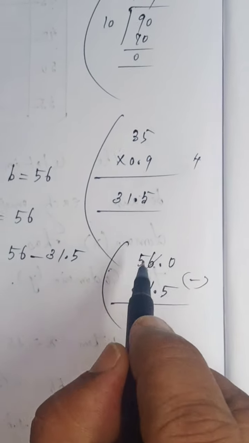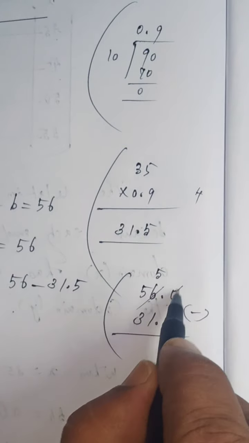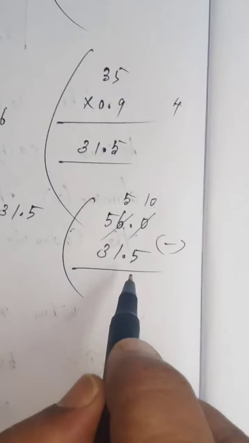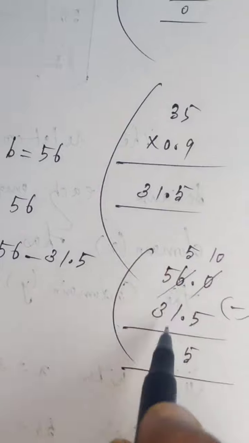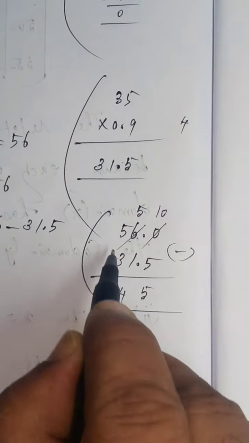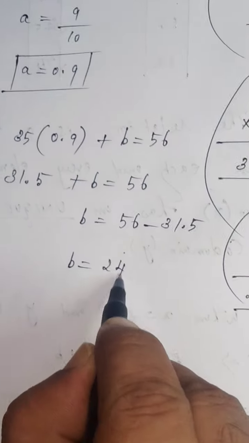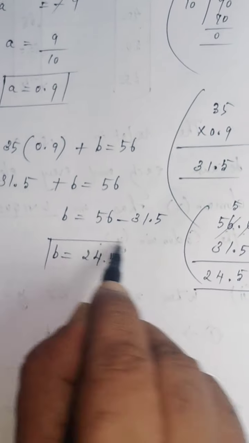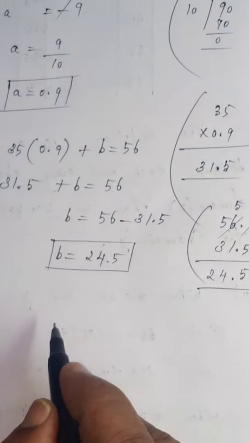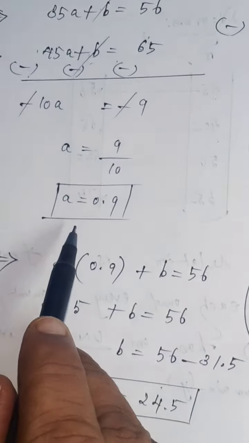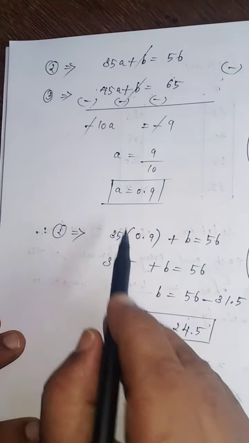So you have to borrow over here. 6 becomes 5 and 0 becomes 10. So 10 minus 5, that is equal to 5. 5 minus 1, that is equal to 4. And 5 minus 3 equals 2. So 24.5. That is the value of b. Subdivision 2 over. We found the value of a and b.